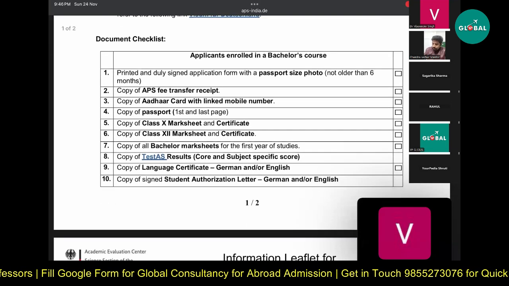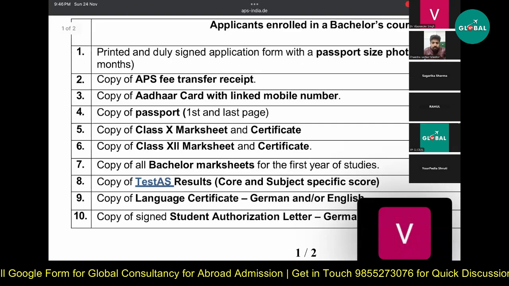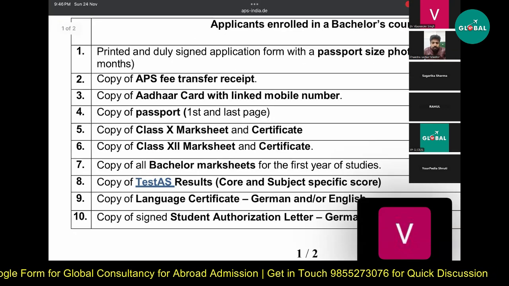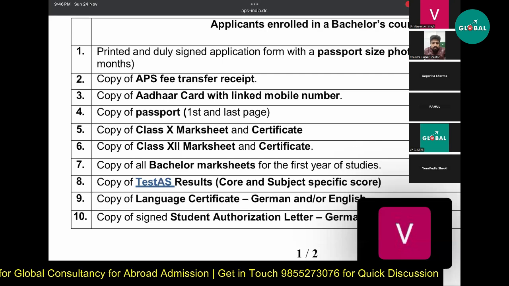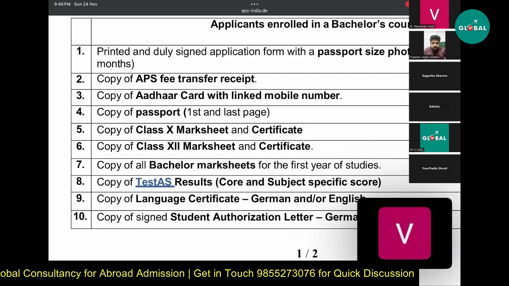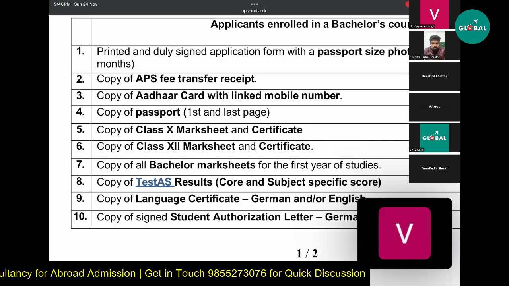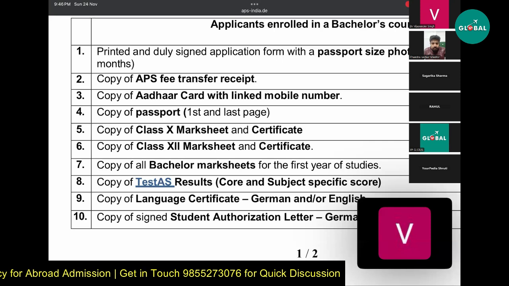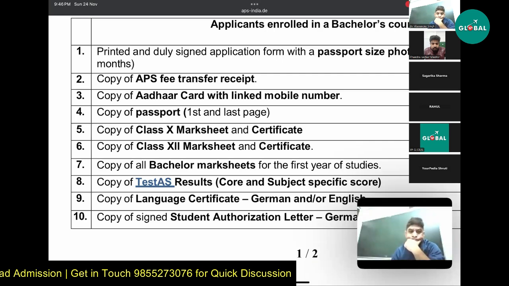But in the documentation checklist, you can see there is one more additional requirement, number 8. It states that you have to get a copy of test AS results, which might include core and subject specific score. So you have to appear for an aptitude test that is called test AS, right? We will discuss this specific requirement later on.